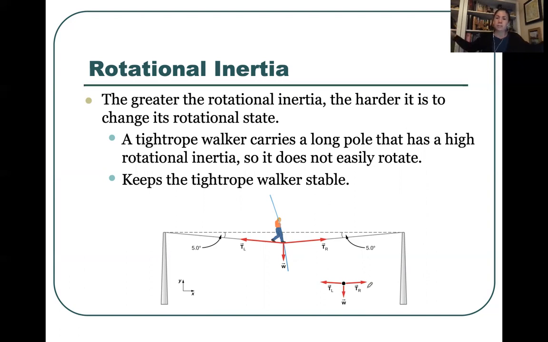Essentially, you're making it more difficult to rotate around your feet, okay, if you do this. And so you're not going to fall, okay? So again, greater rotational inertia means that it's going to be harder to change the rotational state, which means that if you're stable like this, you're less likely to start rotating around your feet, okay?